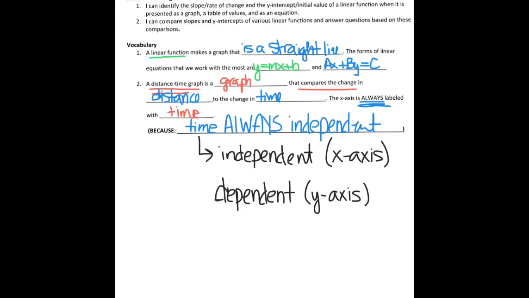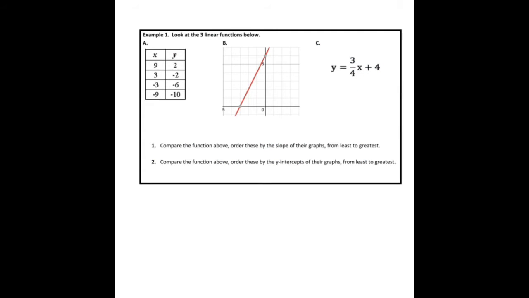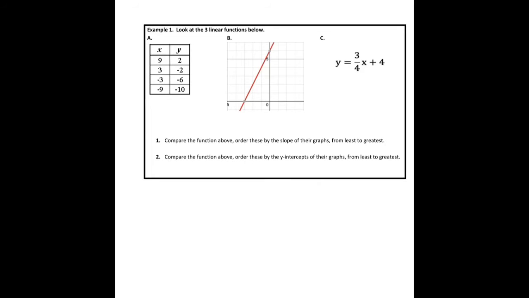First example. So our first example asks us to look at the three linear functions below. You'll notice that the first one is a table of values, the second one is a graph, and the third one is an equation. And this equation is written in the form y equals mx plus b. Remember that m is my slope and b is my y-intercept.